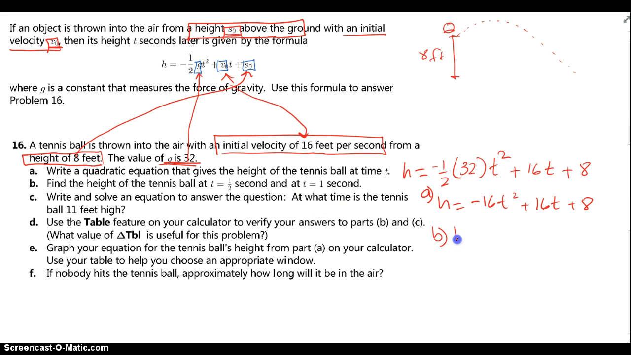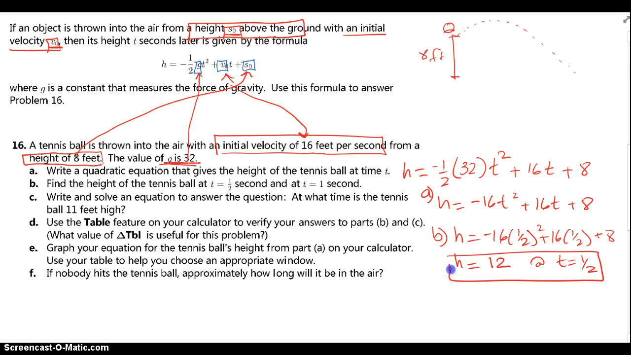Well, I plug in half a second for my time, and I get h equals 8 feet, or no, actually 8 would be initially when t is 0. Punch that in on my calculator and I'm getting 12 feet at t equals 1/2.